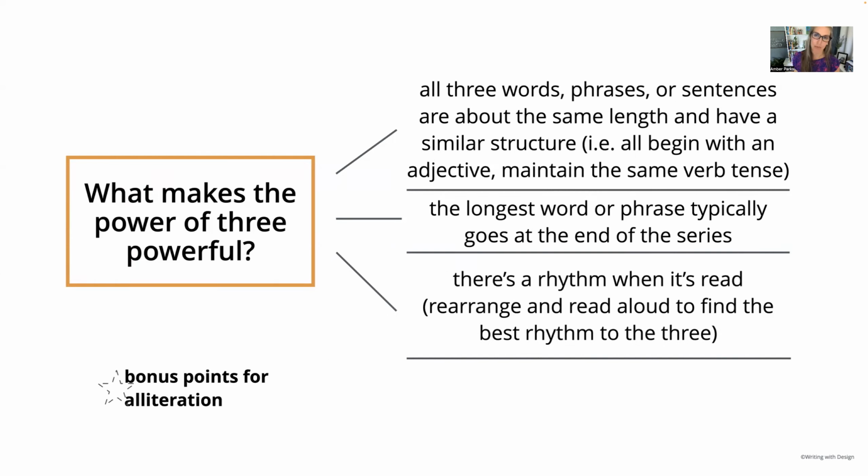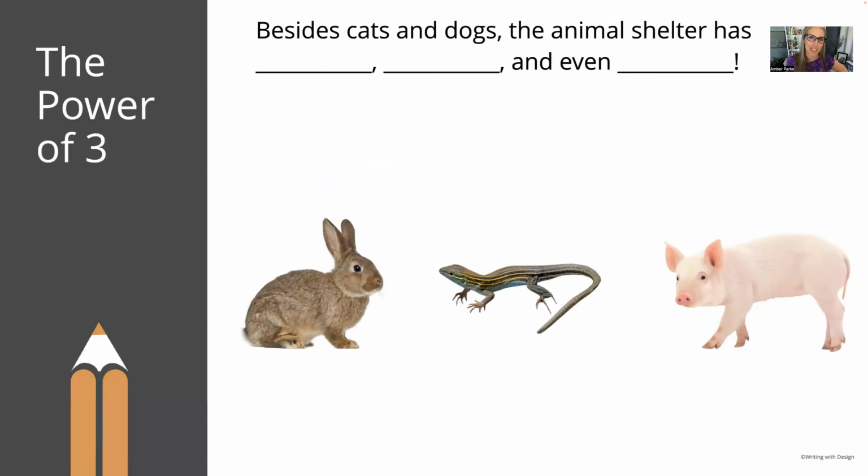And we like to give bonus points for alliteration. So if you can make all the words start with the same sound or 3 phrases start with the same sound, then that just adds more sophistication to it.